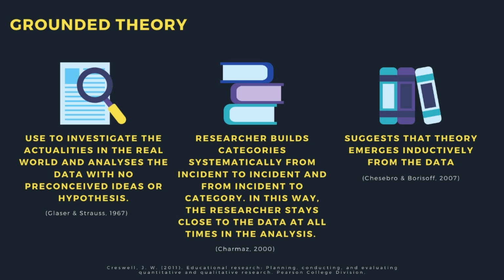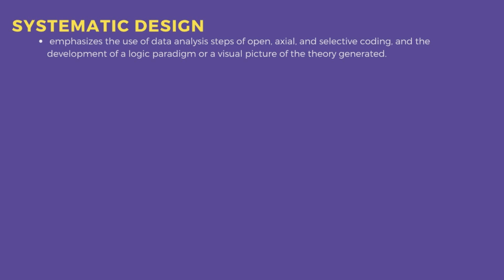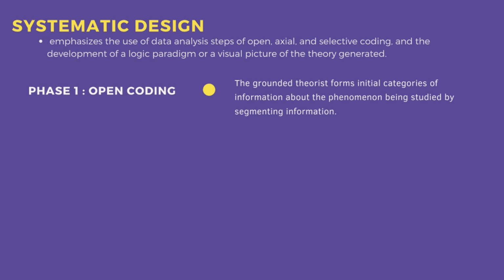Lastly, grounded theory suggests that the theory emerges inductively from the data, based on Chesbrough and Borisov in 2007. Grounded theory design has developed into many perspectives, each underpinned by different ontological and epistemological assumptions. There are three types of it, namely systematic, constructivist, and emerging design. Systematic design emphasizes the use of data analysis and the development of a logic paradigm or a visual picture of the theory generated. It is widely used in educational research and it is associated with the detailed, rigorous procedures identified by Strauss and Corbin in 1990.